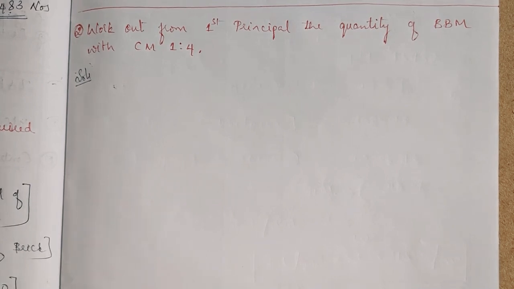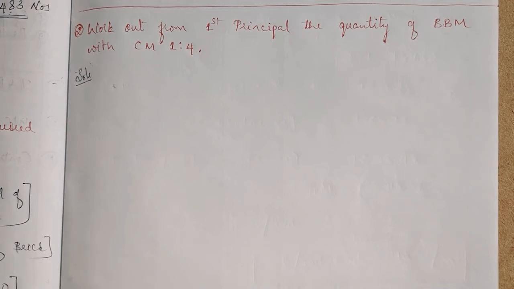Now what is the question? Work out from the first principle the quantity of BBM, means brick work. BBM with cement mortar 1:4. So burnt brick masonry with cement mortar ratio 1:4. We have to calculate the quantity.